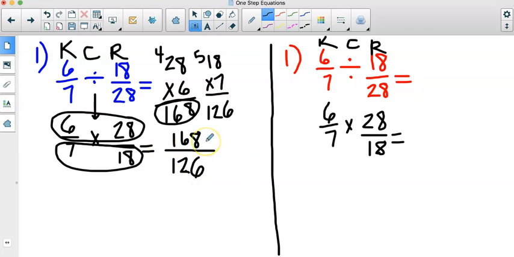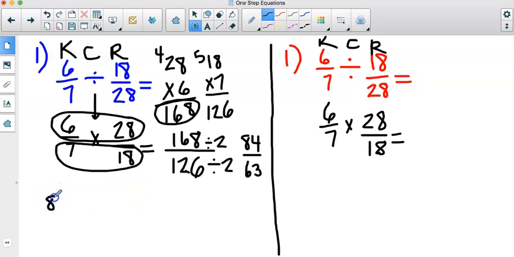Alright, so then from here, to reduce this fraction, I need to think about my divisibility rules. So this number, in the ones place, there's an 8. And this number in the ones place has a 6, and each of those are even numbers, so I can divide 168 and 126 by 2. 168 divided by 2, we get 84. 126 divided by 2, we get 63.